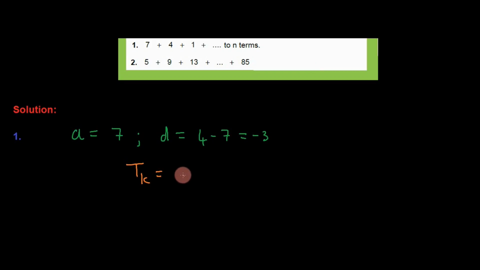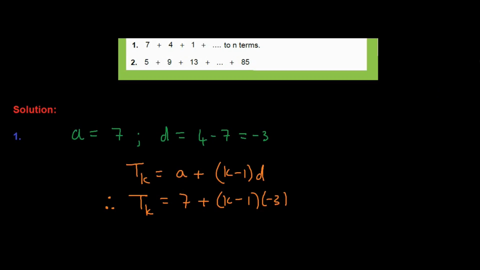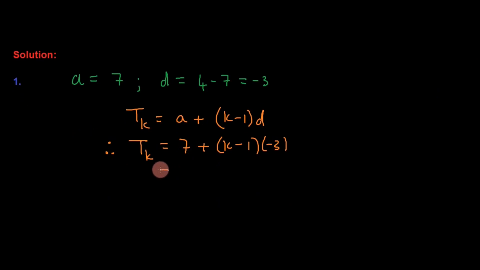Now we use the formula for the general term. T sub k is A plus k minus 1 times D. And we can find the general term. So T sub k is A, which is 7, plus k minus 1 times D, which is -3. We can simplify this equation. So it's 7 minus 3k plus 3, and this is 10 minus 3k.